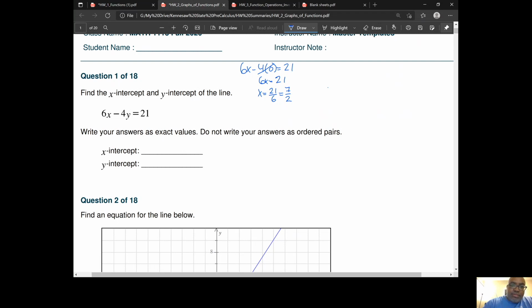Sorry, skipping steps. So for my y-intercept, 6 times 0 minus 4y is equal to 21. 6 times 0 is 0. So I get negative 4y is equal to 21. Divide by negative 4. And I get y is equal to negative 21 over 4. And that is my y-intercept.